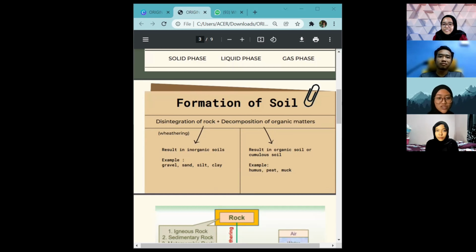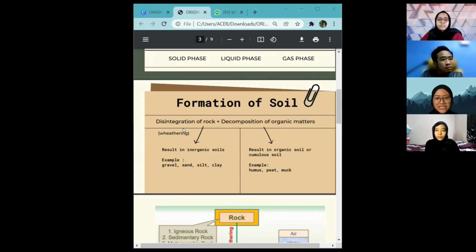If there is no air present, it is called saturated soil. If there is no water present, it is called dry soil. That's why we relate to weight relations, water content, void ratio, porosity and saturation. So the formation of soil is the disintegration of rock and decomposition of organic matter.